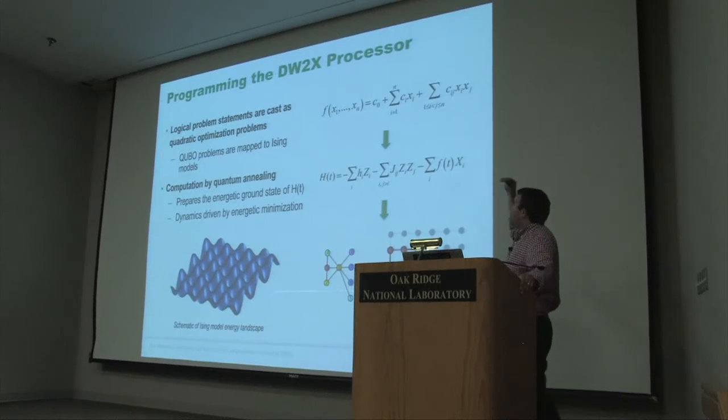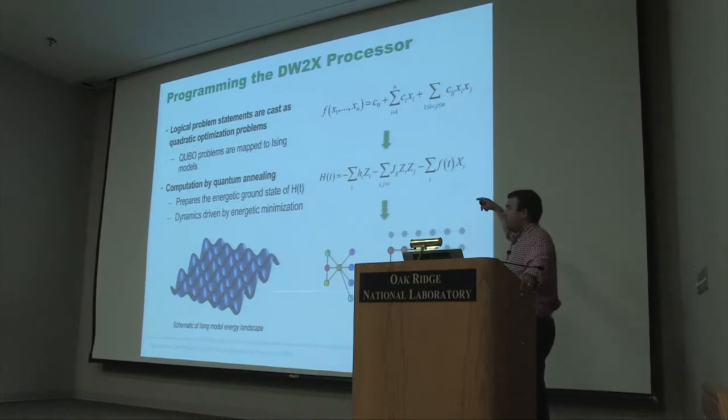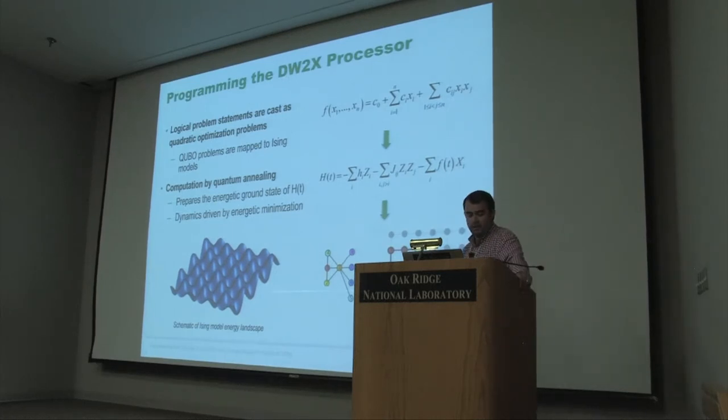And then the problem comes in, how do I take the function up on the top and map it into the Hamiltonian, this Ising model, this energy landscape? That's a problem called minor graph embedding, and it's NP-hard, like I said. But there are methods to do it. Exact methods scale really badly, exponentially in K, where K is the branch width of your graph or something like that.